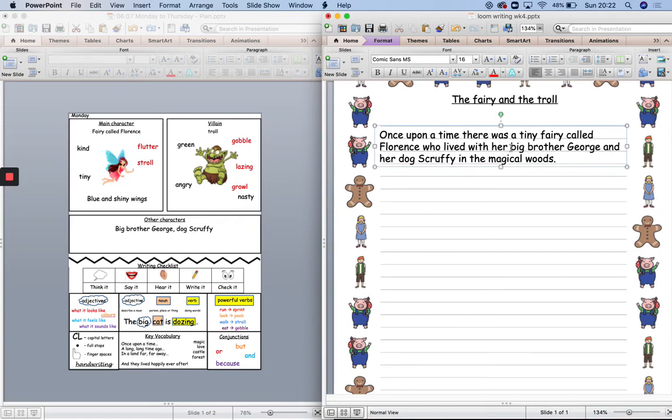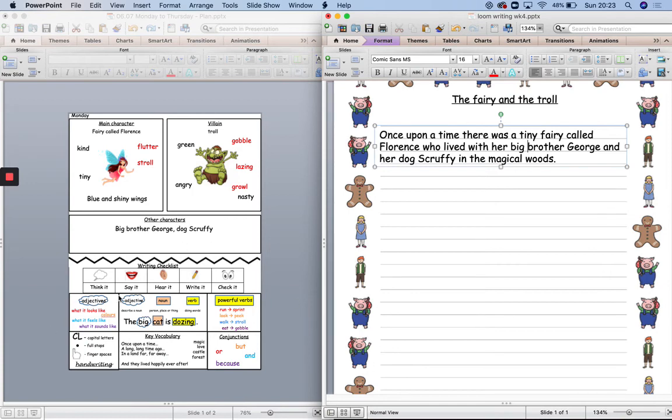So just going through that sentence, I thought about it, I said it out loud, I was listening for the sounds as I was writing it, I wrote it down, and then I went back and checked it. Now the checking we will be looking at mostly on the Wednesday, but you can do it as you go through. Just like I did there.